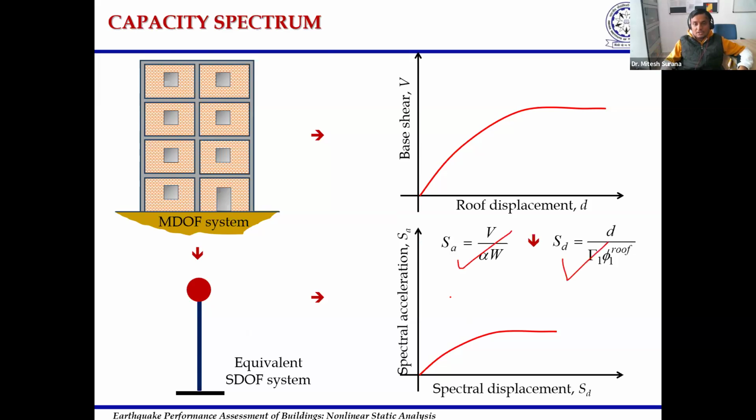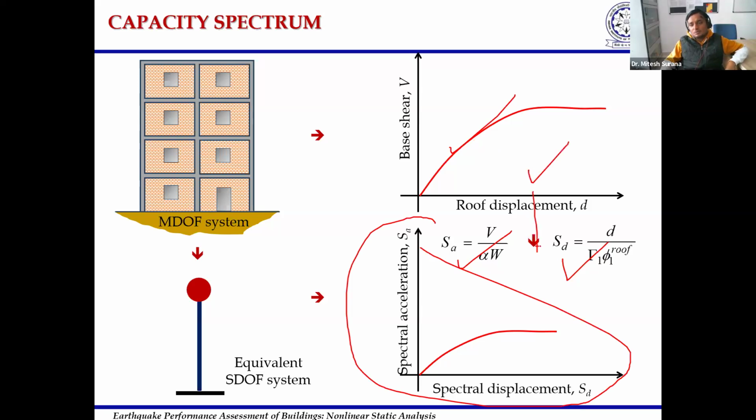Those are written here. From this exercise we are converting them to the same scale, because our capacity is in terms of V versus D for a multiple degree of freedom system, and our demand is for a single degree of freedom system. To bring them onto the same scale, both should correspond to a single degree of freedom system. So we have converted the response of a multiple degree of freedom system to the response of a single degree of freedom system.